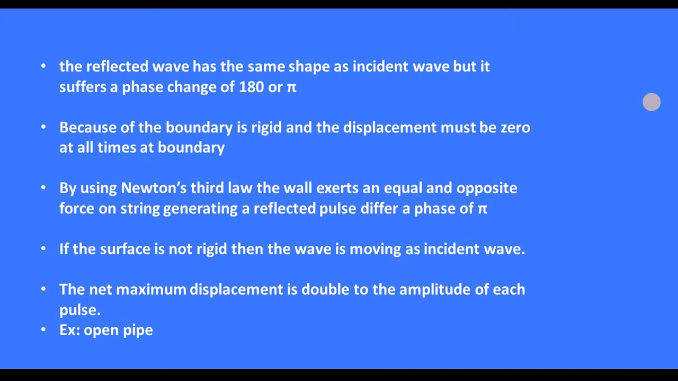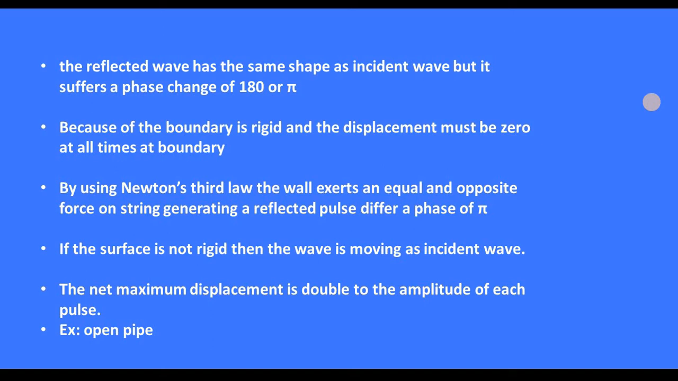If the surface is not rigid, the wave moves on as an incident wave and enters the other medium. This phenomenon is known as refraction of a wave, which is the case for a non-rigid surface. Then the net maximum displacement is double the amplitude of each pulse.